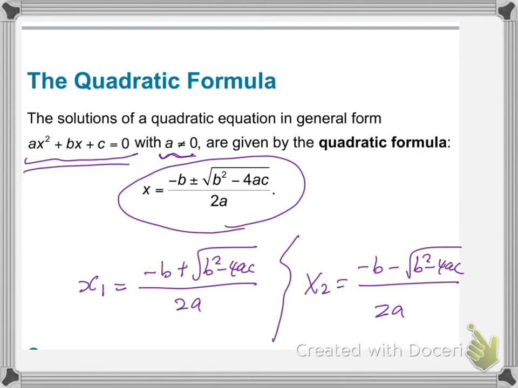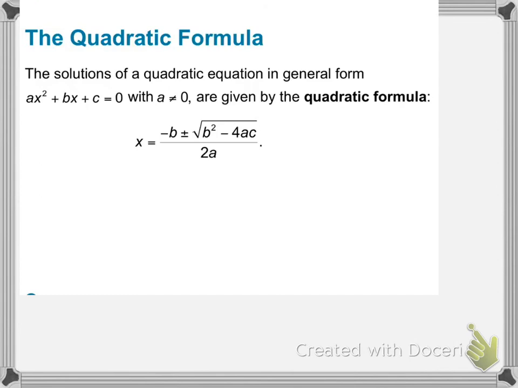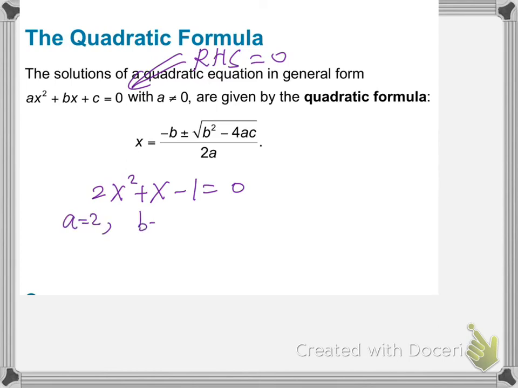So let's look at the previous example again with this formula. Our example is 2x squared plus x minus 1 is 0. Before you use the formula, you have to make sure the right hand side is 0, and then you have ABC. So what is A here? A is 2. What is B? B is 1, and C is negative 1.